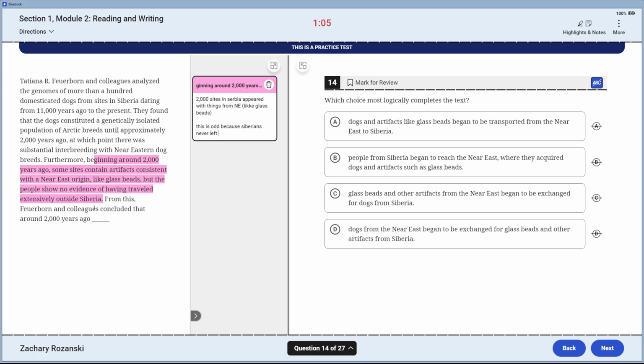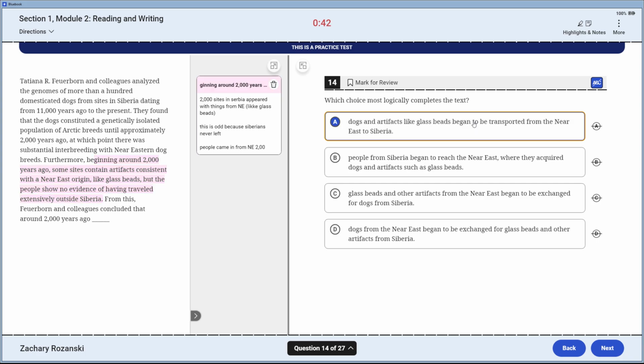From this, they concluded that 2,000 years ago, sites in Siberia appeared with things like people came in from the Near East 2,000 years ago. That would be what I got. Dogs and artifacts like glass beads began to be transported from the Near East to Siberia. I like this so far.